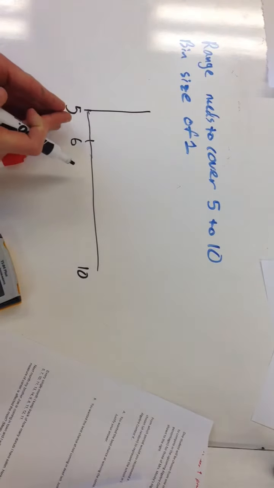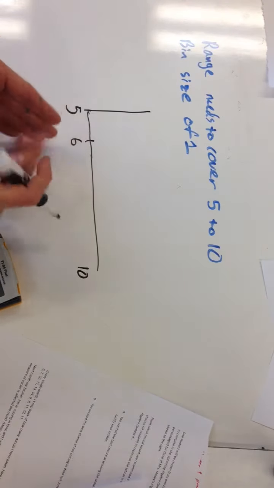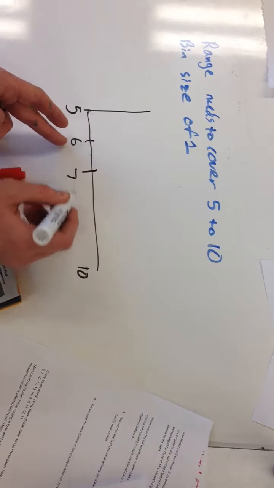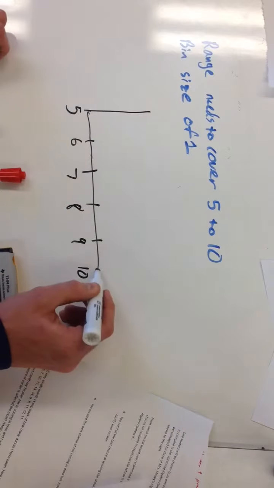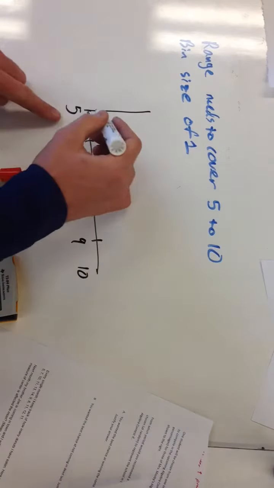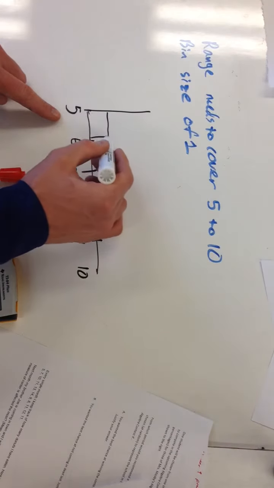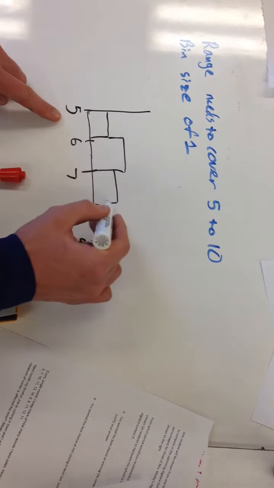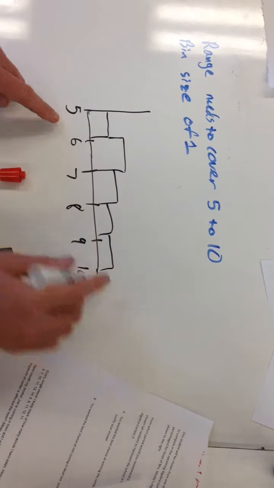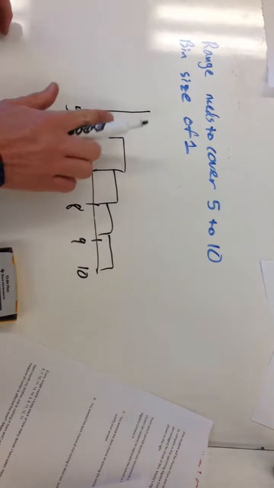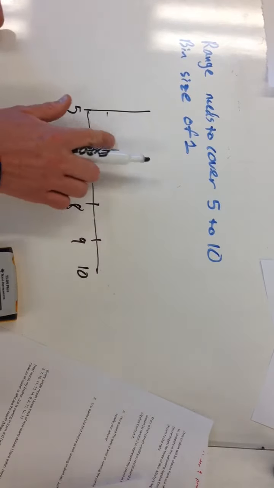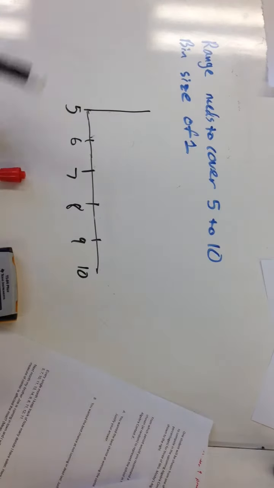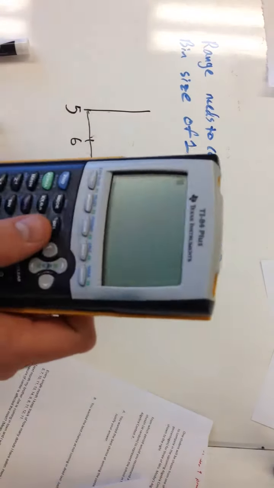We say, okay, let's have that be 1 big, and we'll get all the people between 5 and 6, all the people between 6 and 7, 7 and 8, 8 and 9, and 9 and 10. So really what we should be looking for is a graph that could look something like this, where we'll have 5 boxes between 5 and 10. Now, I don't know their heights yet, but we'll figure that out soon enough. So I go to my calculator.